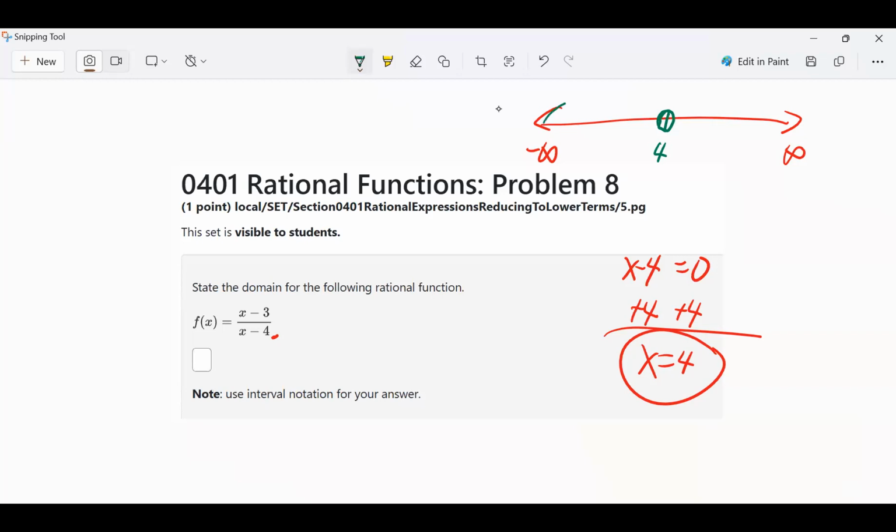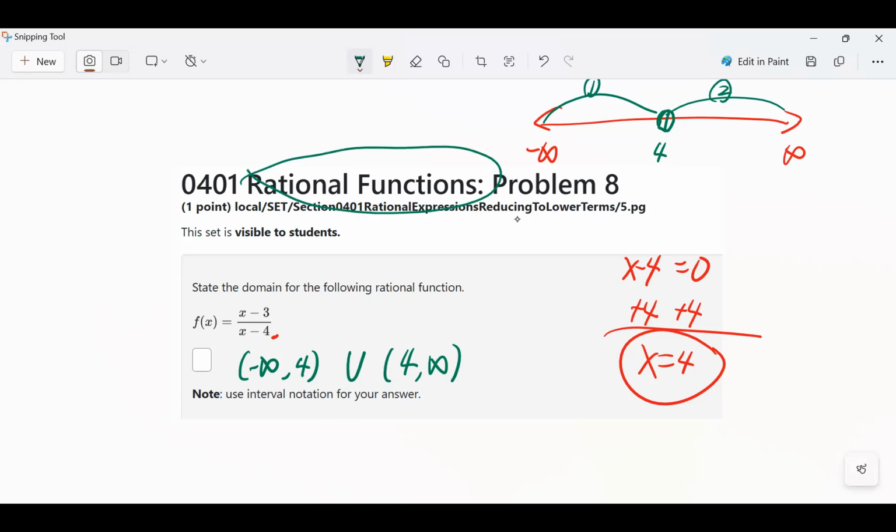So the domain will be this first piece and then the second piece. The domain will be written as negative infinity to 4 union 4 to infinity. We put the open parentheses for 4 because we're not including the 4. So that's how we find the domain for the rational function. The domain for a rational function is all real numbers except whatever number gives us 0 in the denominator.